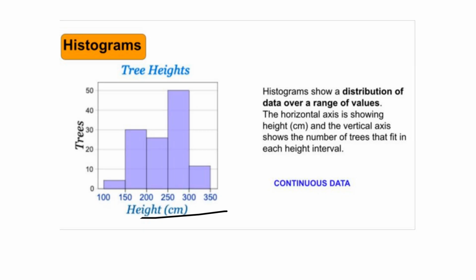The horizontal axis is showing height in centimeters, and the vertical axis shows us the number of trees that fit into each interval. So it's telling us that the number of trees that fit between 0 and 150 centimeters looks like maybe there's 4 of those. And the number that are 150 to 200 centimeters, that's this group here, looks like there's about 30 of those, and so on.